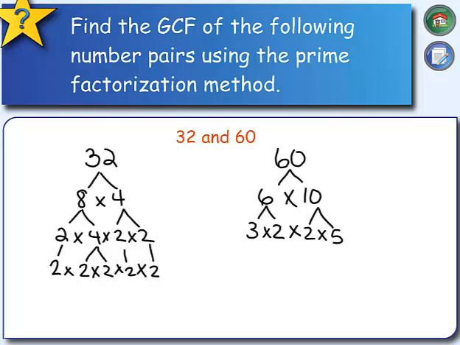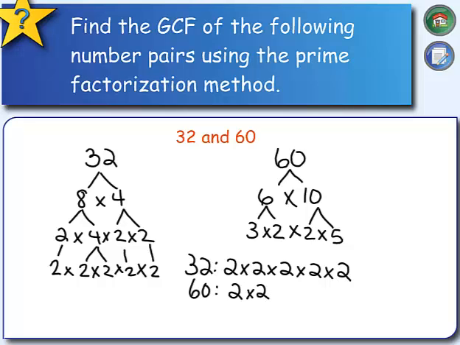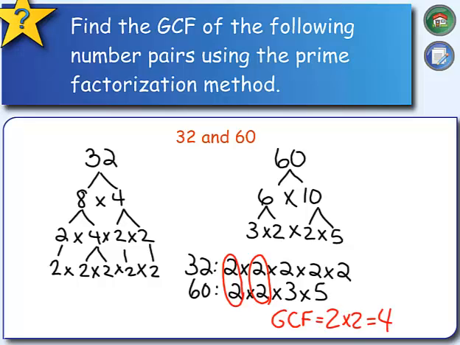Now let's find our matching numbers. Let me write it out first. 1, 2, 3, 4. There were 5 2's in 32. And 60. 1, 2, and then a 3 and a 5. So if I find my pairs, I have a 2 and a 2. So it looks like the greatest common factor is 2 times 2, which equals 4.